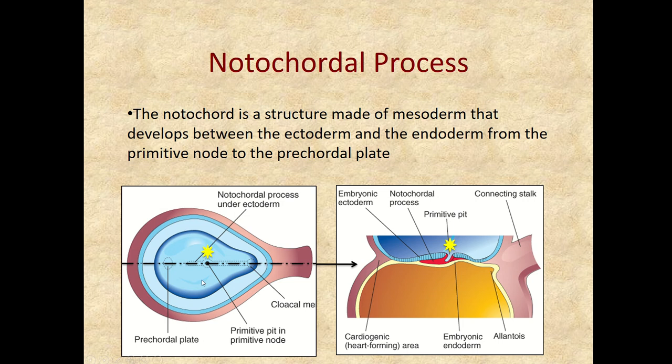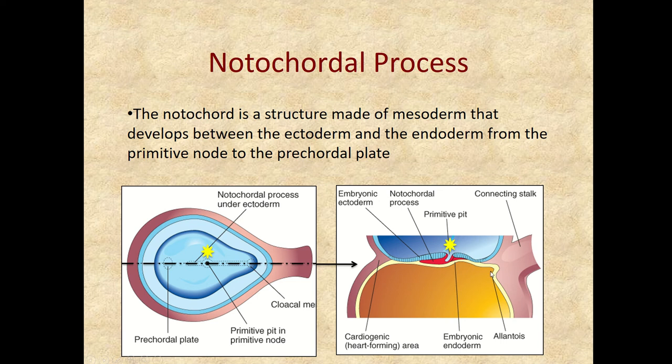And so this is a dorsal view, and you can see here that the primitive node pit is going to stop at this location, and all of the middle layer of the embryo that resulted from migration of mesenchymal cells in this region is not going to develop into mesoderm. It's going to develop into this structure called the notochordal process, and this is what it looks like here.